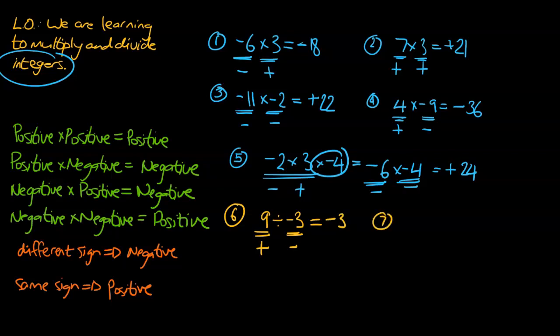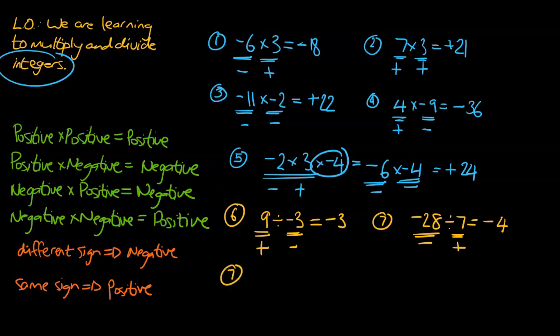We'll have a go at question 7. Let's say we've got -28 divided by 7. Same process. Well, that 28 is negative, that 7 is positive. So we've got one of each sign, which is going to be a negative answer. 28 divided by 7 is going to get us to 4.